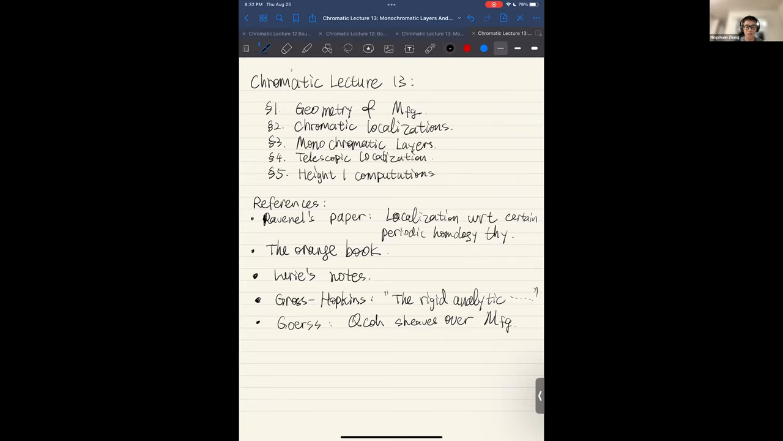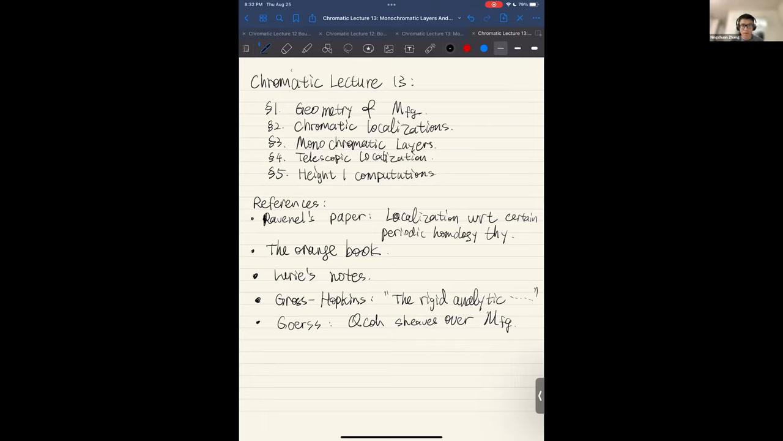Today's main references are Doug Ravenel's paper, the Orange Book and Lurie's notes. I also included two other references. One is a short paper by Gross and Hopkins. The title is pretty long, but it starts with rigid analytic stuff. I'm not going to talk much about that paper, but there's a table connecting the geometry of the moduli stack of formal groups with spectra. It's really enlightening. If you want to know more about the geometry of the moduli stack of formal groups, there's a book by Paul Goerss on quasi-coherent sheaves over the moduli stack of formal groups. I have posted the links to some of the references in the chat.